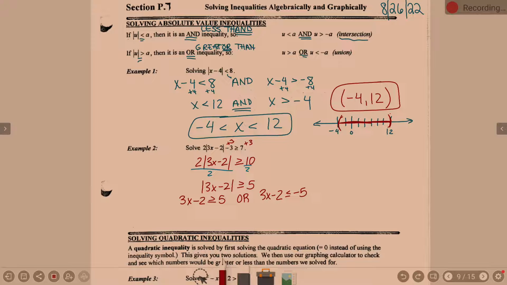If it's 3x minus 2, I'm going to add 2. 3x greater than or equal to 7. X greater than or equal to 7/3. It agrees with my answer key. Carry down the word or. And we add 2 over here. 3x less than or equal to negative 3. Divide by 3. X is less than or equal to negative 1.